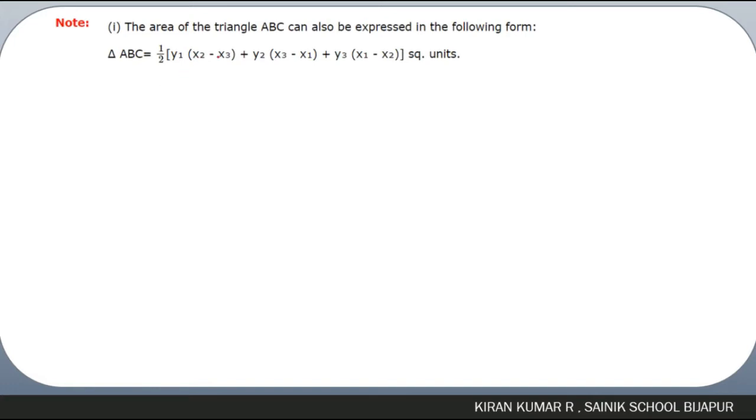y1 multiplied to x2 minus x3, y2 multiplied to x3 minus x1, y3 multiplied to x1 minus x2. Their sum is multiplied with half. This will also be the area of the triangle.